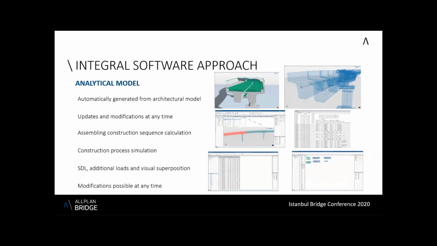This calculation model is then automatically updated whenever changes in the architectural model are made. A structural analysis can be performed at any stage in the process, for example, a rough analysis in the preliminary design phase with approximate model data and assuming cast-in-one construction, for example, and a detailed analysis when the detailed bridge geometry has been developed and the erection sequence has been fixed.